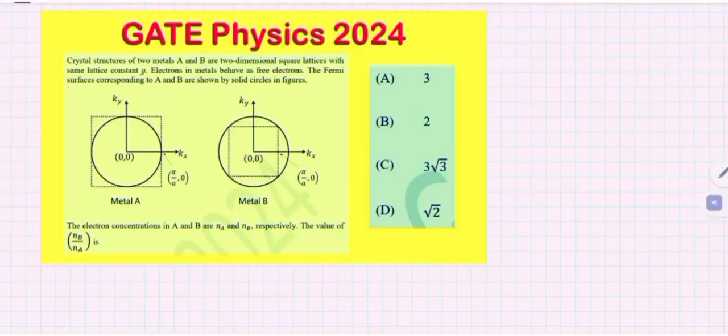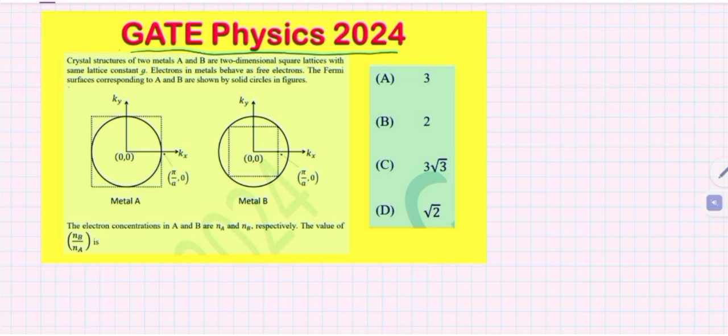Hello friends, we are going to see one of the interesting problems in physics that is usually asked in GATE or CSIR exams. This question was asked in GATE Physics 2024. This question comes under solid state physics or condensed matter physics. To be specific, it is related to Fermi surfaces and the density of states.